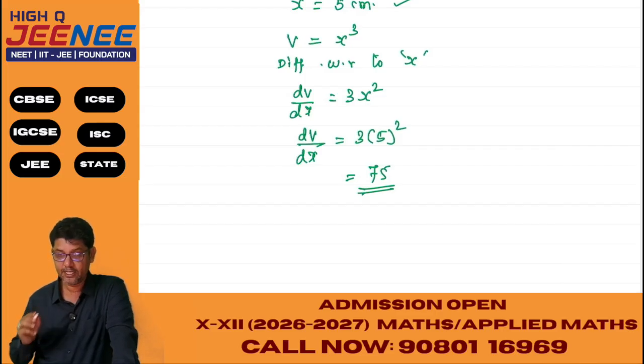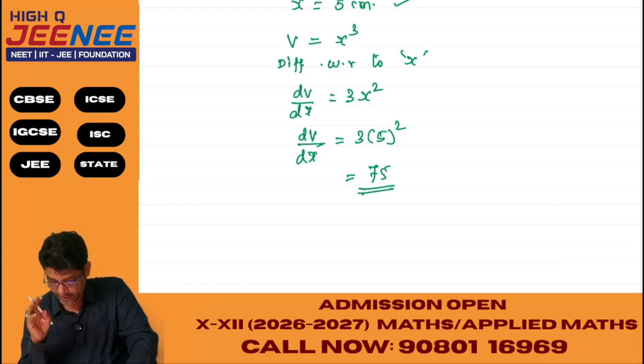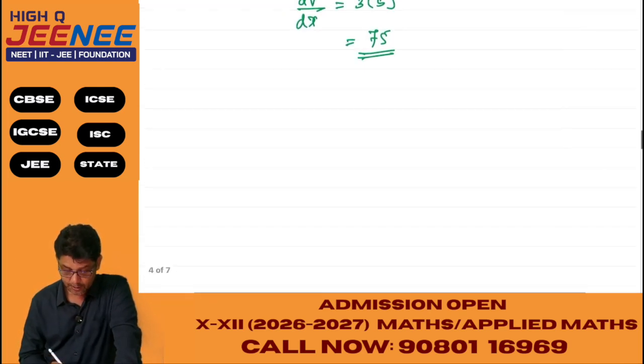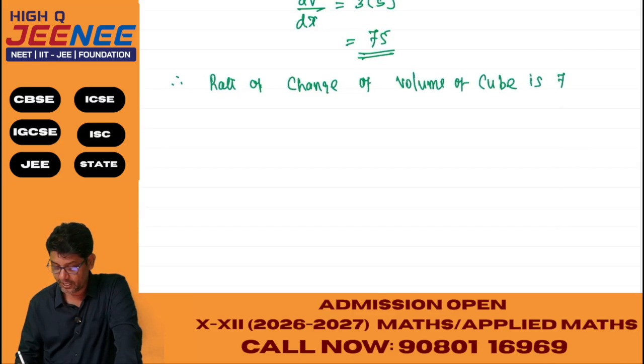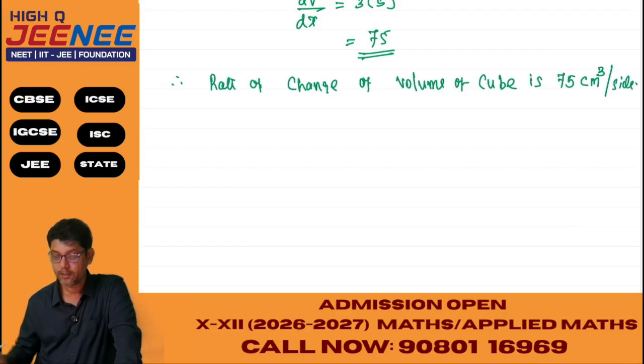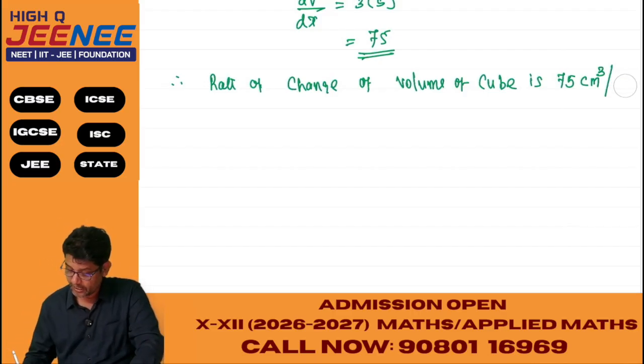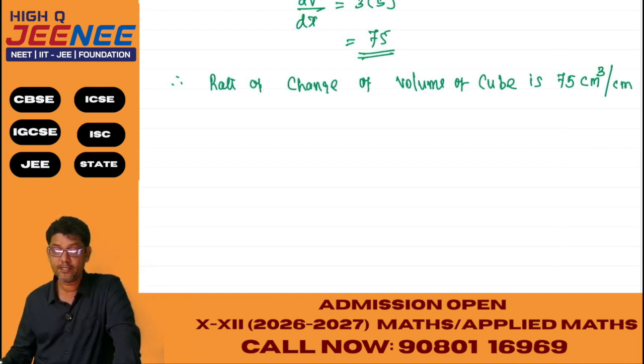So please write this carefully. Final answer: therefore, rate of change of volume of cube is 75. What will come? Centimeter cube per centimeter, because side is also given in centimeter. So write it very carefully, my dear.